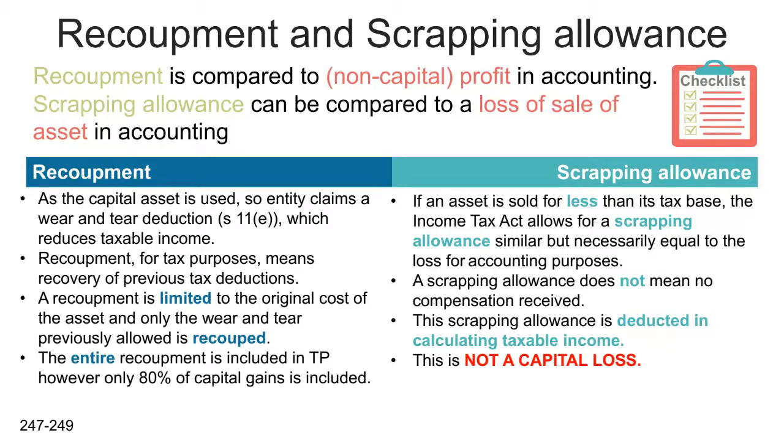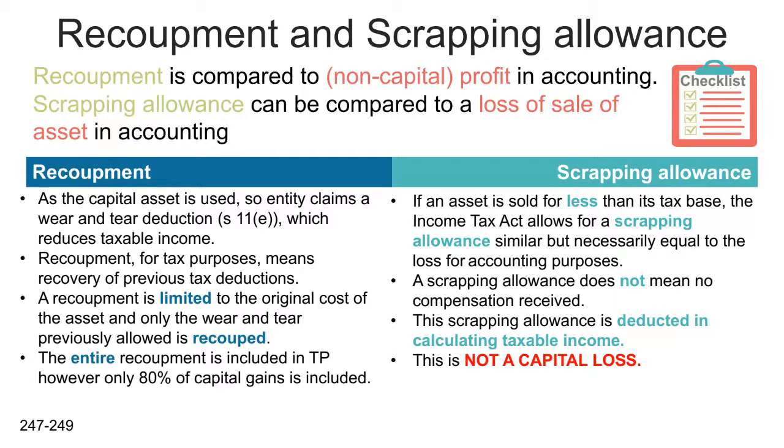When you have a scrapping allowance, you're going to minus it from your taxable profits. However, when you have a recoupment, just like how when you have a profit on sale in accounting you add it to profits, you're going to add it to your taxable income. Okay, does that make sense? So you treat it in the same way: just like when you minus a loss on sale, you minus the scrapping allowance, and you add the profit on sale, you would add the recoupment. You treat it in the same way as you would in accounting.